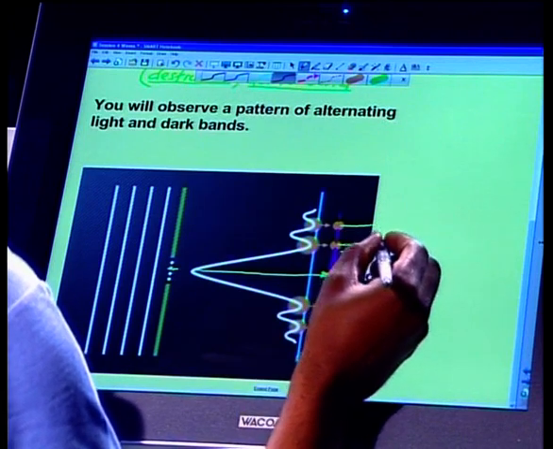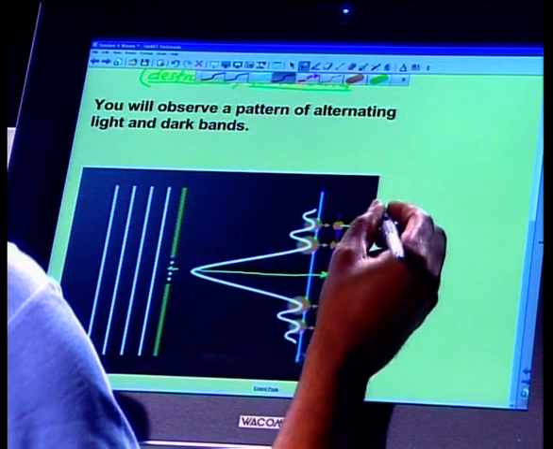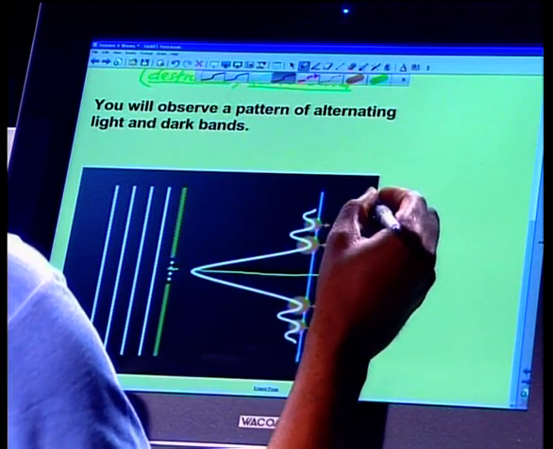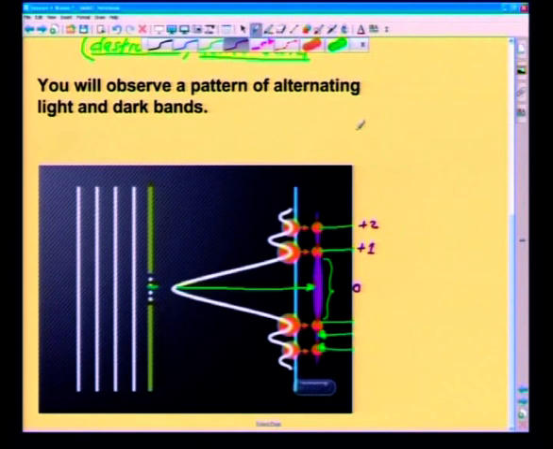We'll call it our plus 1. This one will be our plus 2. If we had another one there, we would call it plus 3 and so forth. In the same way, down here, this one is the first one below the central bright band. That's our first dark point or dark band, and we call it our minus 1.